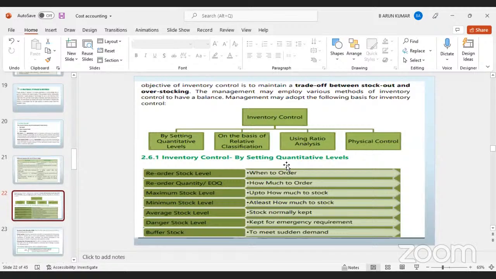In earlier slides we discussed how we purchase different types of products in different places and in different quantities. So they are stored in some stores departments. Then how do we control that inventory? Based on what level are we controlling it? Again, see here, the objective of inventory control is to maintain a trade-off between stock out and overstocking.